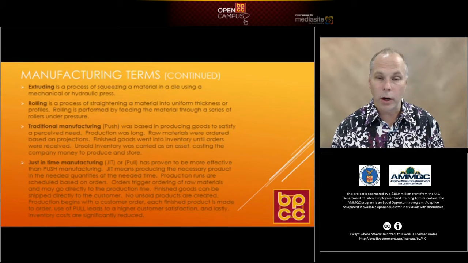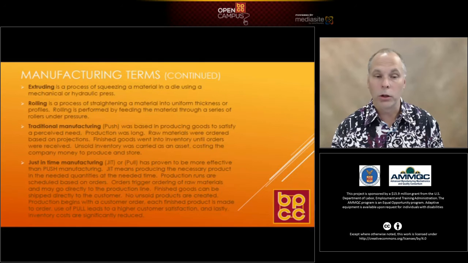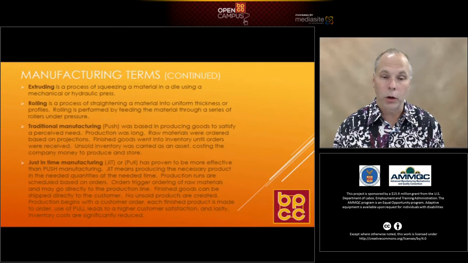Rolling is a process of straightening a material into uniform thickness or profiles. Rolling is performed by feeding the material through a series of rollers that are under pressure. And if you continue to feed them back and forth, back and forth, the rolling motion will either straighten or actually make it thinner to a certain thickness that you want.